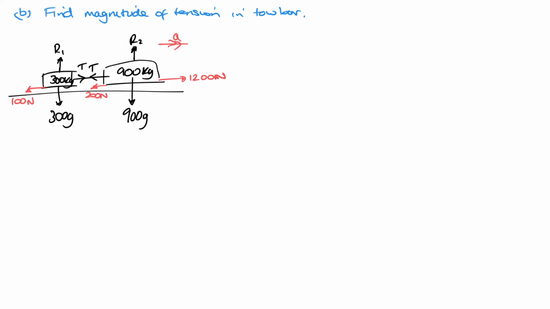Now to find the tension in the tow bar, we have to consider these separately. We can pick either one. It's probably easier to go with the trailer. Certainly looks a little bit easier. So it's F equals ma. We're going to have a forward motion in this direction, so that means that T is going to be bigger than the resistance. So T minus 100 newtons is 300 kilograms times a.